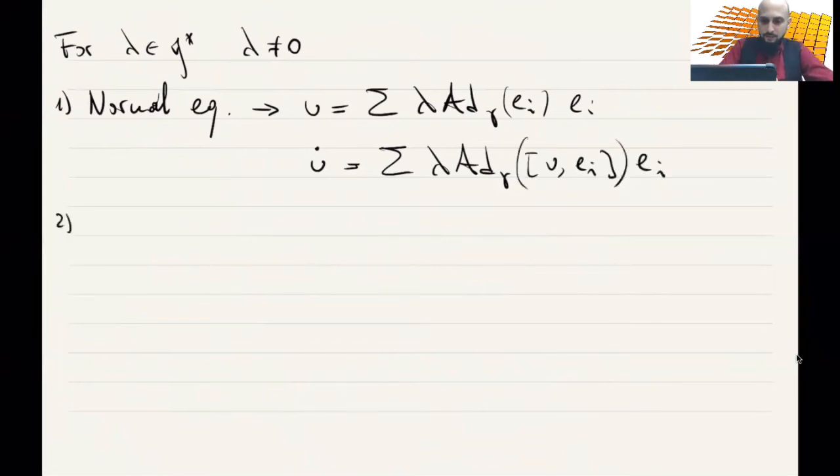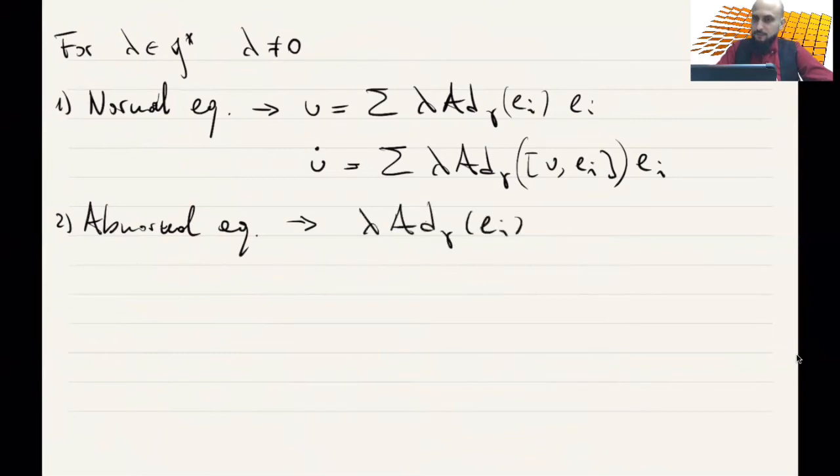Instead, the abnormal equation, we had lambda of ad gamma e_i equal to 0 for all i. I take the derivative and I get lambda ad gamma [u, e_i] equal to 0.